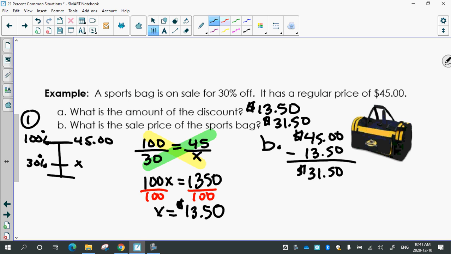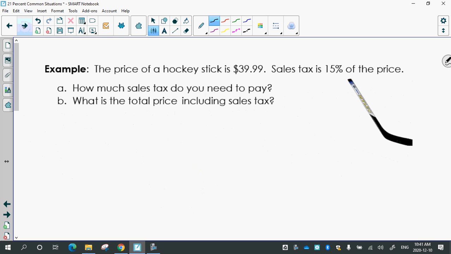Okay, next one. The price of a hockey stick is $39.99. Sales tax is 15% of the price. So hopefully everybody knows that when you pay sales tax, you add it on. You're not taking it off, unfortunately. So that's money that the government collects from you buying the hockey stick. Okay? But we still find out how much that is the same way.